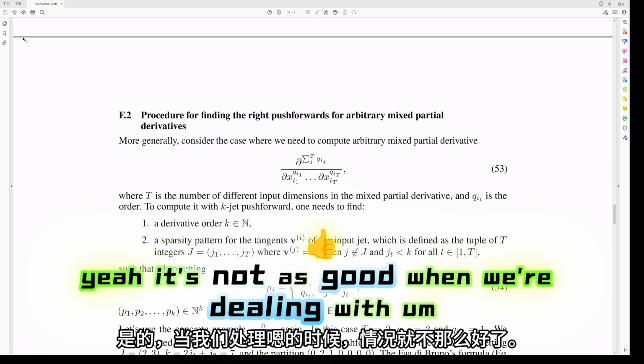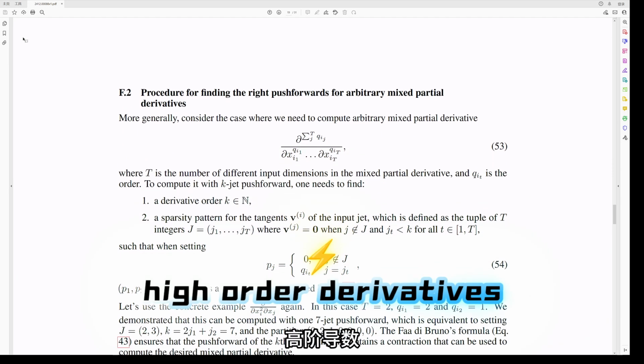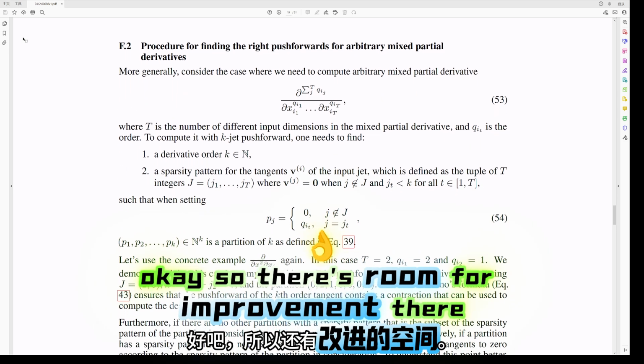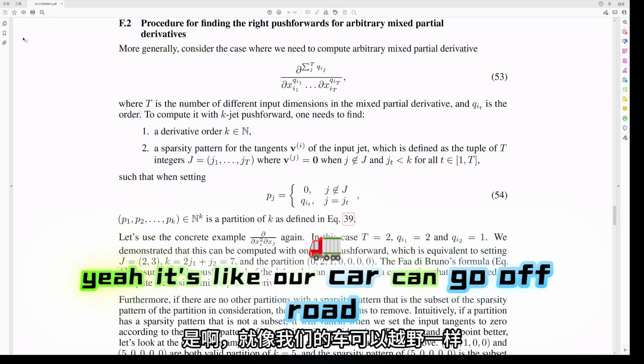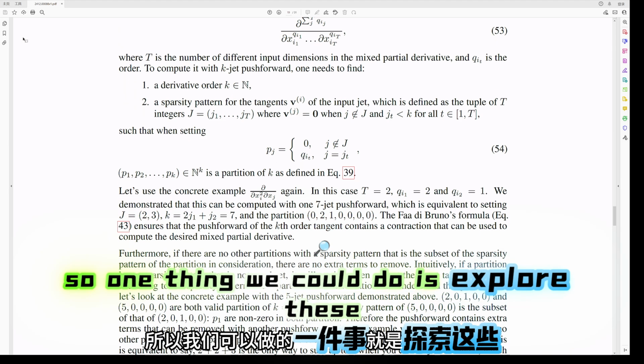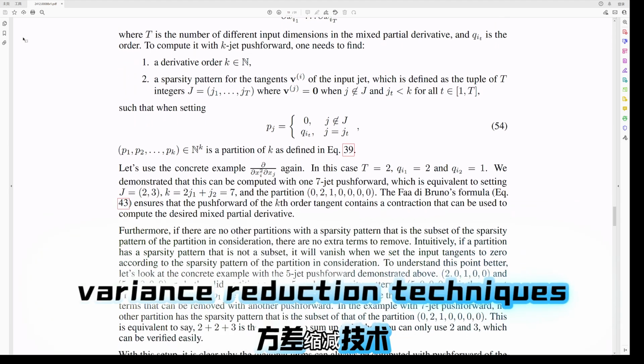It's not as good when we're dealing with high-order derivatives on the parameters of the network itself. Okay, so there's room for improvement there. Yeah. It's like our car can go off-road, but it can't parallel park. Exactly. So one thing we could do is explore these variance reduction techniques.